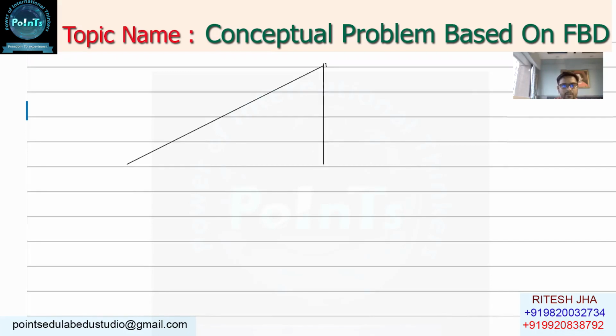You have this particular thing, and here is the block. This is 30 degrees. Mu is equal to 0.1. You know what mu is, right? Coefficient of friction. Consider g is equal to 10 meters per second squared.